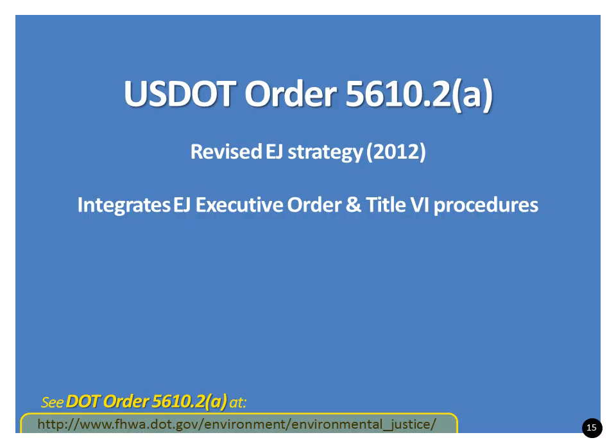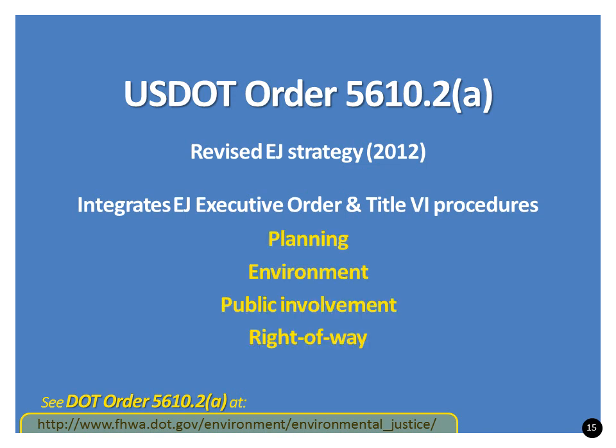The U.S. Department of Transportation order shown represents the agency's revised environmental justice strategy. Issued in 2012, it is an update to the DOT's original 1997 environmental justice order, which established a process for integrating the executive order and Title VI procedures in planning, environment, public involvement, and right-of-way.